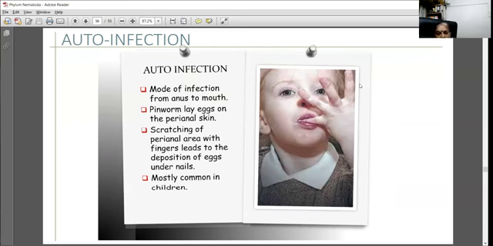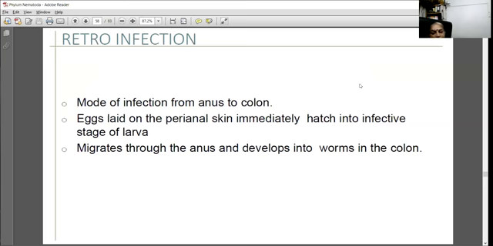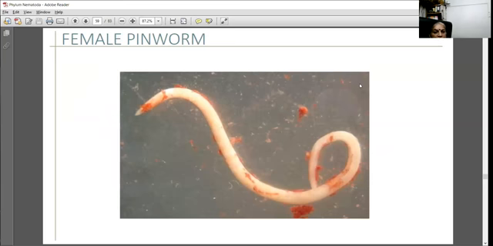Retroinfection is the mode of infection from the anus to the colon. The eggs laid on the perianal skin immediately hatch into the infective stage of larva. Just look here. The eggs which were laid are going to hatch out, and this larva comes out. It migrates through the anus and develops into worms in the colon. So again, they go back from the anus into the colon and continue the life cycle. See this female worm.